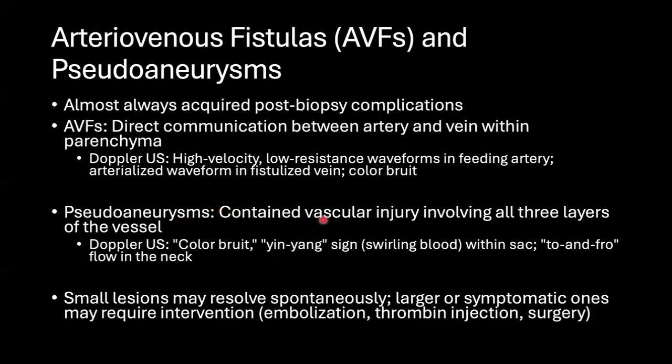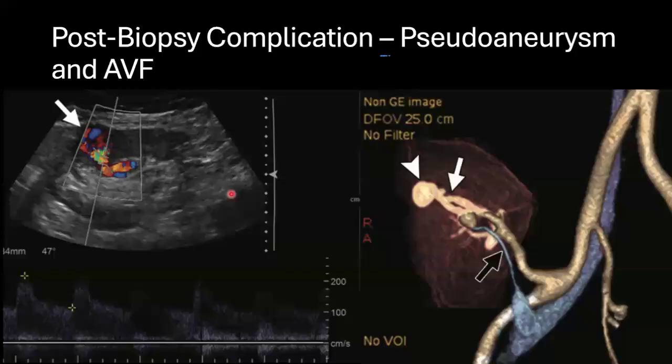And the pseudoaneurysm, they can occur together. I'll show you a case. It is usually a contained vascular injury where you have a big outpouching with a color Doppler yin-yang or swirling of blood to and fro. The small ones, sometimes we leave to spontaneously resolve, but I'll not talk about management because I'm not IR and I'm not a nephrologist. So for the post-biopsy complications, this is a pseudoaneurysm.